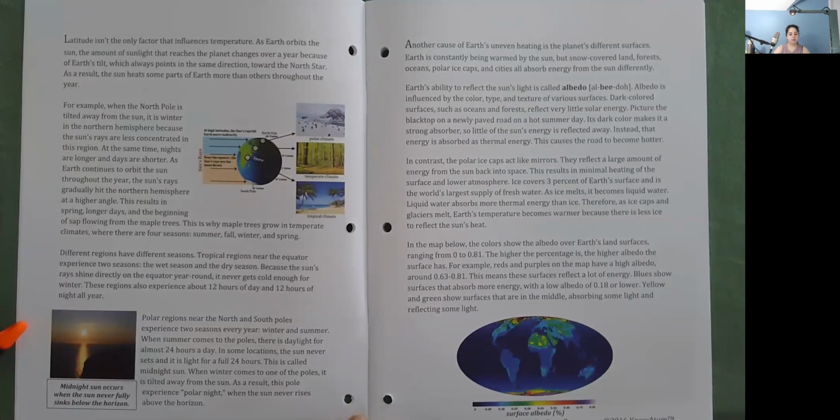Polar regions near the North and South Poles experience 2 seasons every year, winter and summer. When summer comes to the poles, there is daylight for almost 24 hours a day. In some locations, the sun never sets and it is light for a full 24 hours. This is called midnight sun. When winter comes to one of the poles, it is tilted away from the sun. As a result, this pole experiences polar night, when the sun never rises above the horizon.